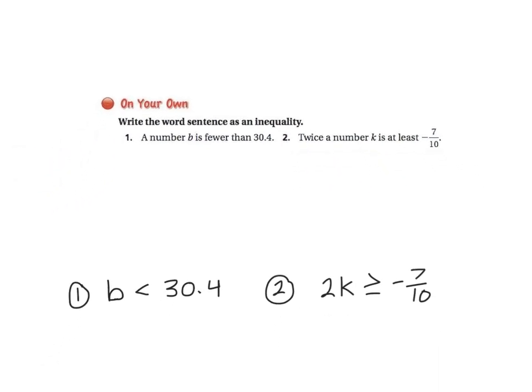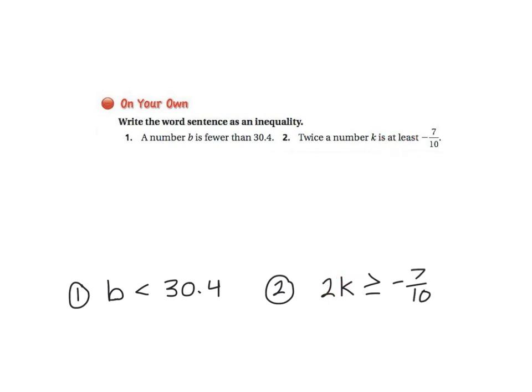Okay, so here it says a number is fewer than, which remember also means is less than 30.4. So B is less than 30.4. Here it says twice a number, K. Twice means to multiply by 2. It literally means 2 times. So 2 times K is written as 2K.